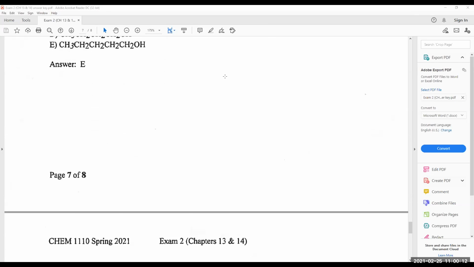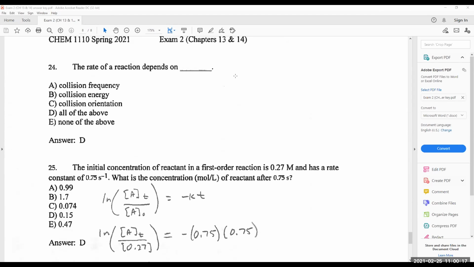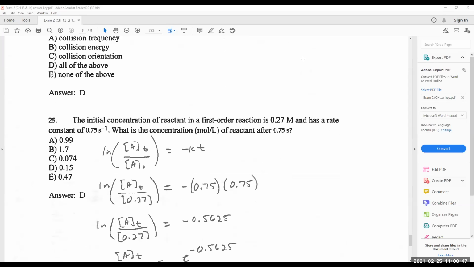Okay, then 24. The rate of a reaction depends on, well, it's all of these: collision frequency, collision energy, and also collision orientation. Remember, we talked about how the reaction rate is dependent upon the number of collisions. You have to have a collision take place, so the more collisions, the better. Then it's got to be oriented the correct way, and the energy has to be correct. So we need all those. The answer was all the choices. And then finally, the last question.